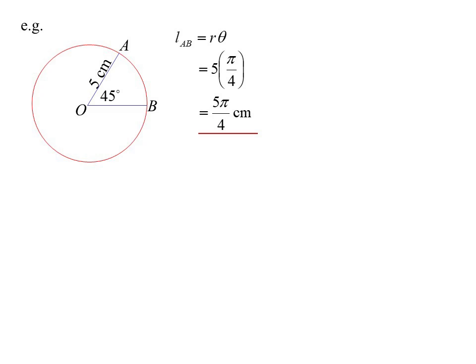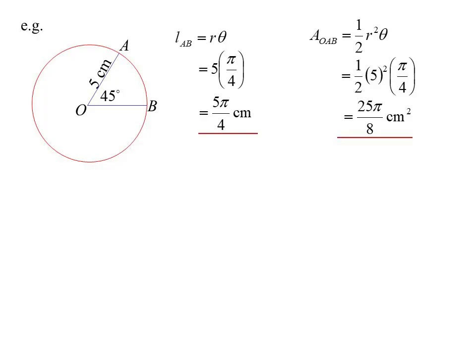approximately. Let's find the area of that sector. Half r squared theta, half 5 squared pi on 4, 25 pi on 8 would be the exact answer for that area. Sometimes another thing we're interested in is finding the segment. If we draw a chord in, it chops it into 2 segments. Again, there's 2 types. There's the smaller one, the minor segment, the larger one being the major segment.